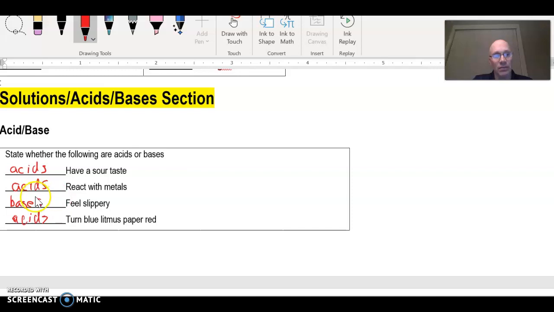Many acids will react with metals. If you have a base, for example, a sodium hydroxide solution, which is a base, that solution feels slippery in your hands. And acids would be what turn litmus paper red. By contrast, bases would turn red litmus paper blue.